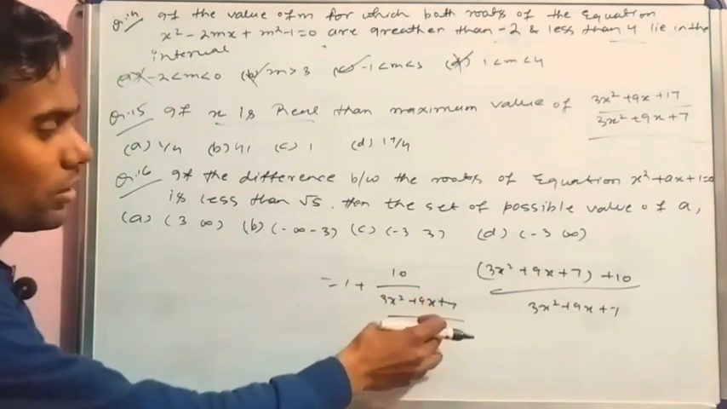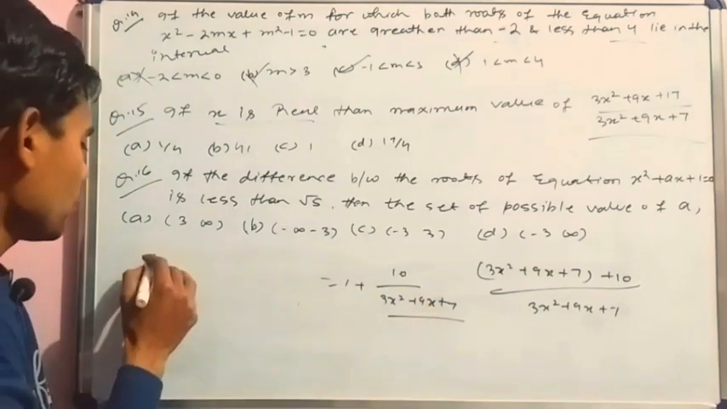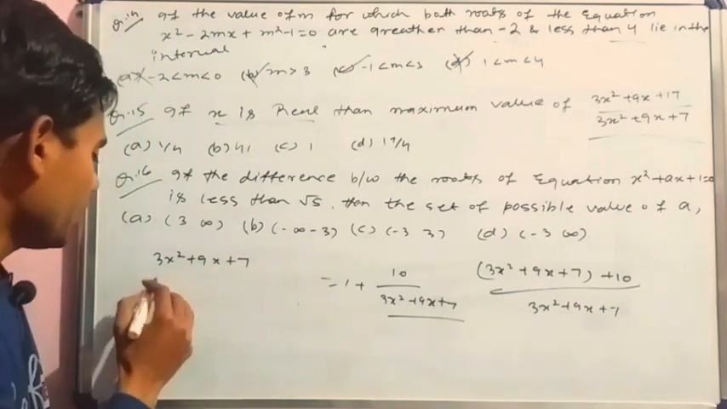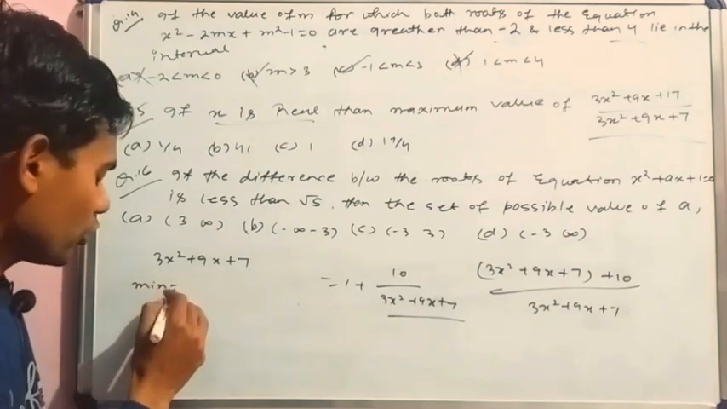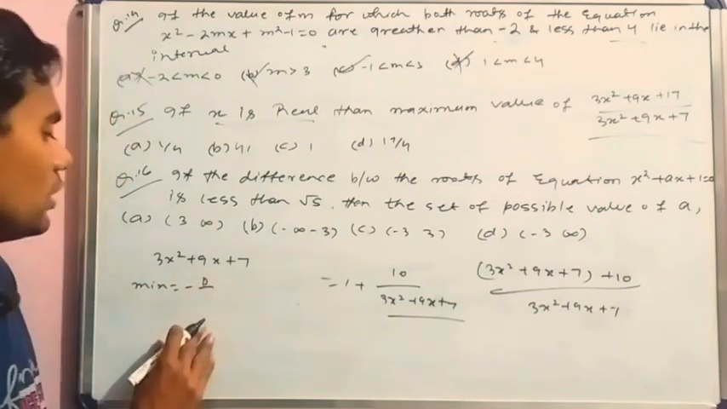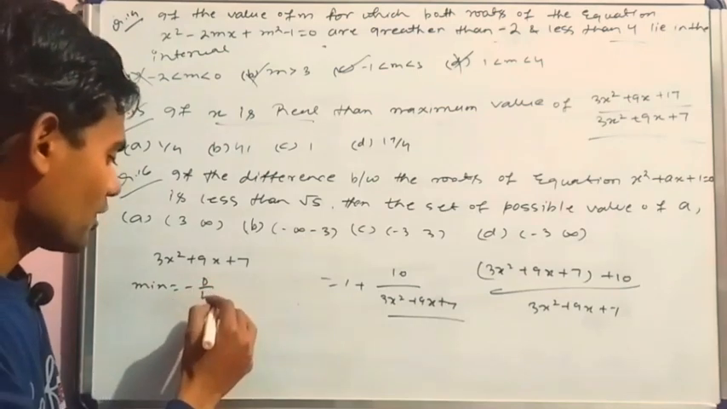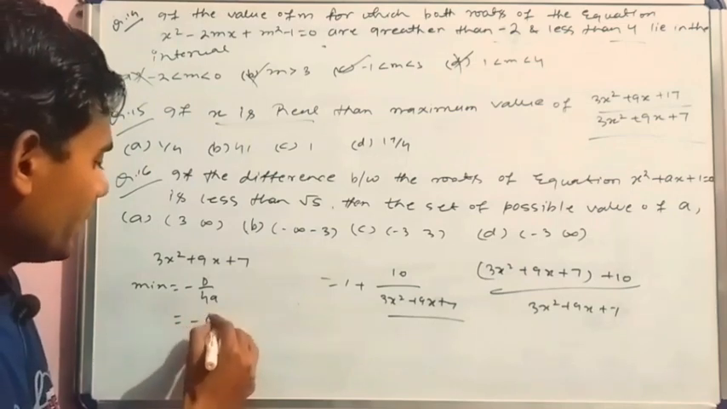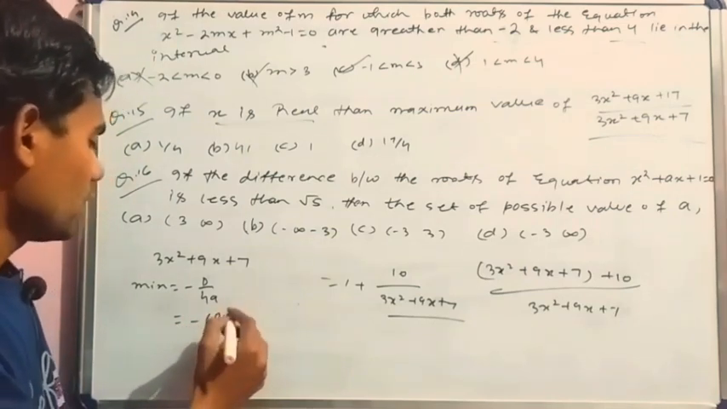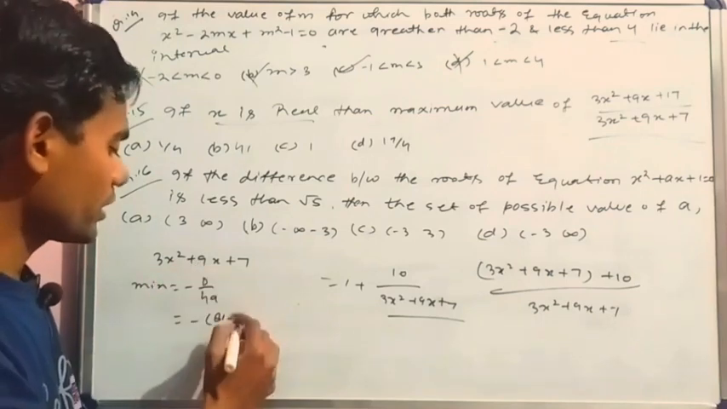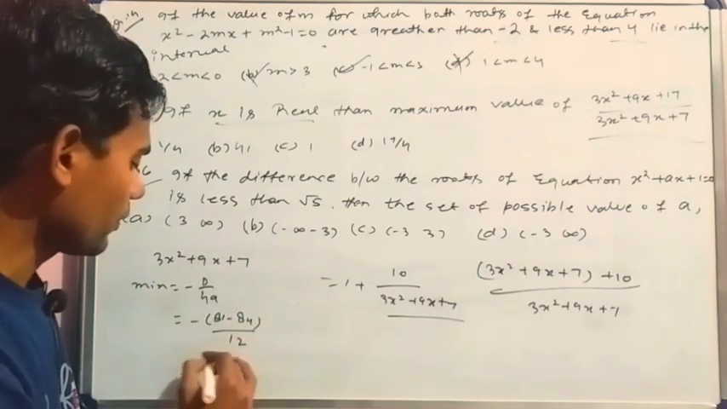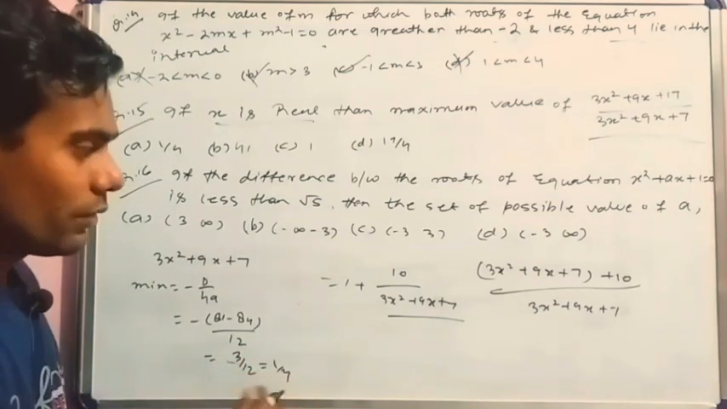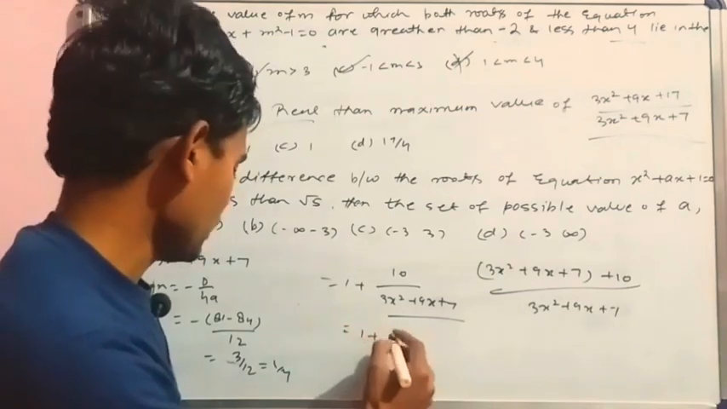Then the minimum value of this quadratic 3x² + 9x + 7 is equal to minus D upon 4a. Minus D means minus (b² − 4ac), which is 81 minus 84, divided by 4a, which is 12. So it is minus of minus 3 divided by 12, which means 1 by 4. Then we put this value: 1 + 10 divided by 1 by 4.